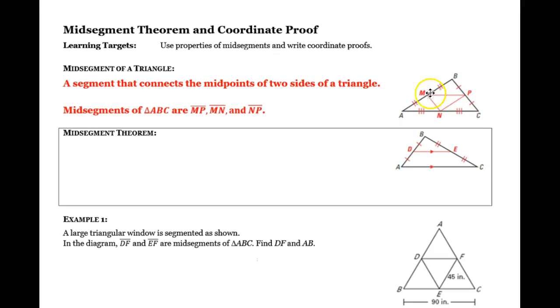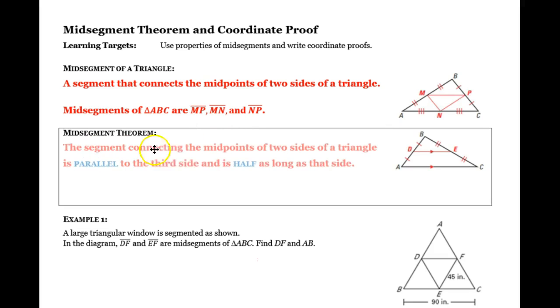Each triangle is going to have 3 midsegments, and it's going to create a little tiny triangle inside the bigger triangle. And the midsegments of triangle ABC are MP, MN, and NP. So what does that mean? What are the qualities of the midsegment theorem?